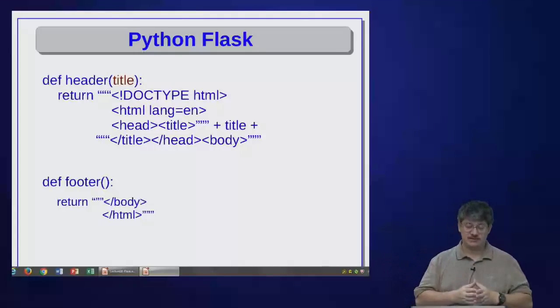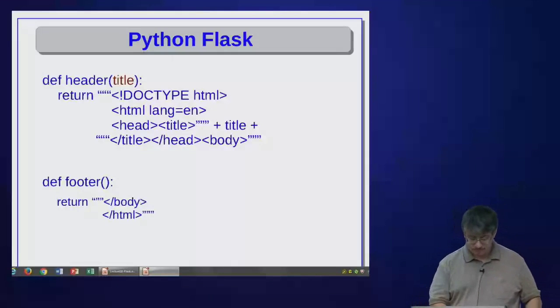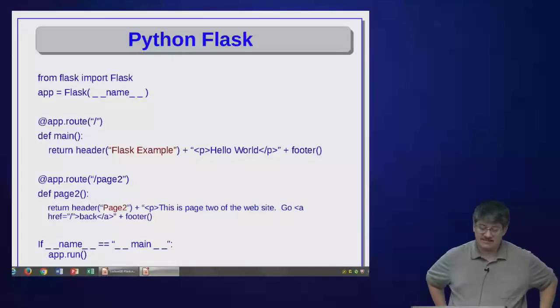My footer function is even simpler. I'm just going to return a /body tag and a /HTML tag. So now I can use my header and my footer to produce web pages. So here's how I could do that in a Flask application.